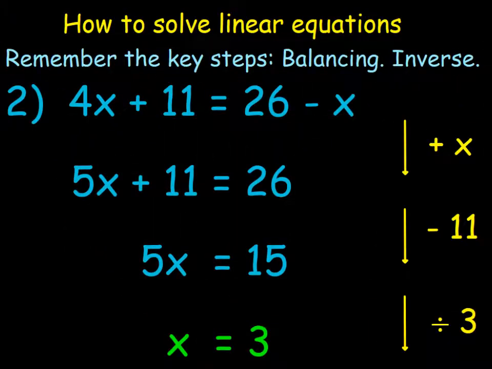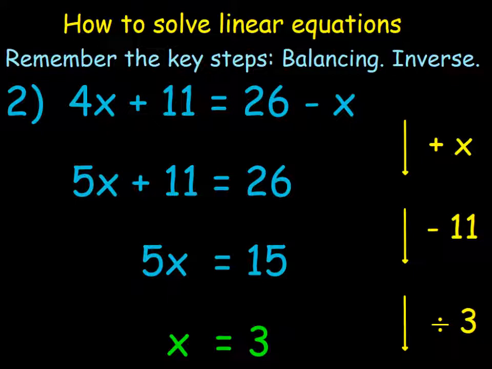The next question, 4x add 11 equals 26 minus x. The solution was x equals 3. But how did we get there? Again, look at the x's and decide which has the most positive x's on. That's the left hand side, 4x add 11.